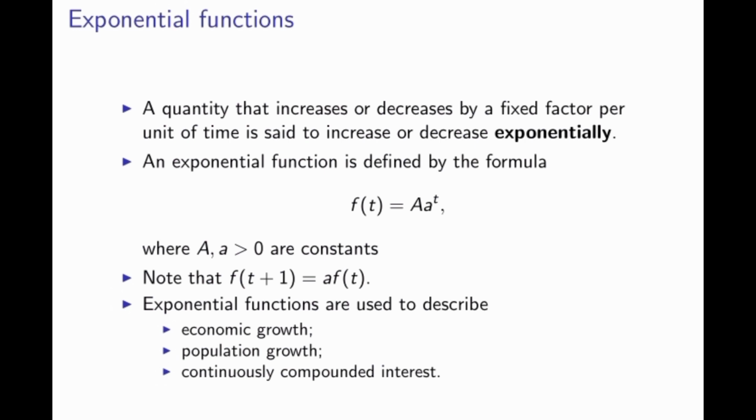A quantity that increases or decreases by a fixed factor per unit of time is said to increase or decrease exponentially. An exponential function is defined by the formula f of t is equal to a times b to the power t, where a and b are greater than 0 and constant. Note that f of t plus 1 is equal to b times f of t. Exponential functions are used to describe economic growth, population growth, and continuously compounded interest.